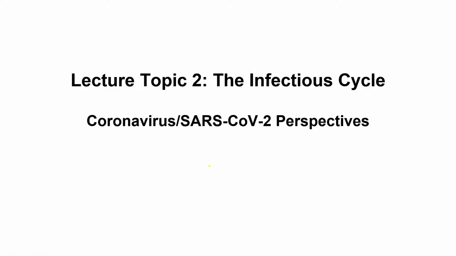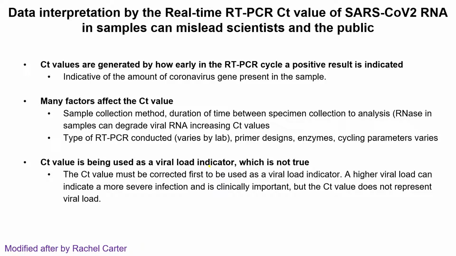After that, we are going to material related to the infectious cycle. And what is the CT value? So when you do an RT-PCR, there is a term that is called a cycle threshold. That is your CT value, cycle threshold. What does it mean? That means that you have your sample.